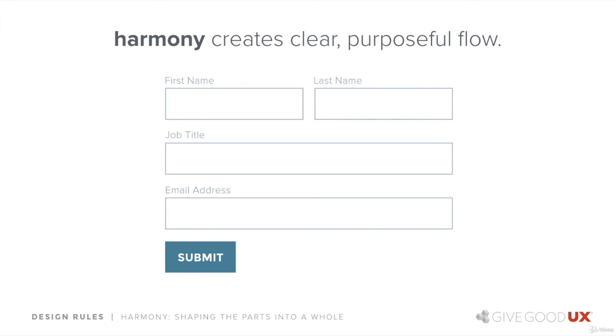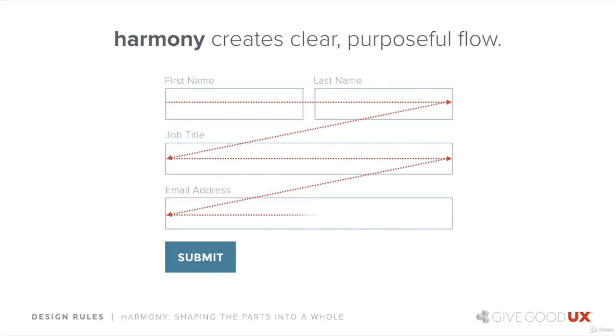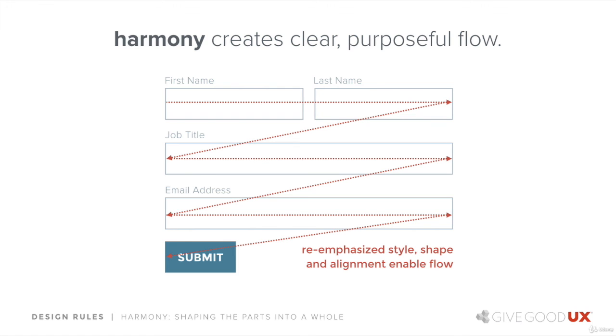So the sum total of all this working together is that when you hit a page where this form exists, your eye does this. Across, down, across, down, across, down. All right, that's the pattern. That flow is established through balance, rhythm, and harmony. The fact that we are re-emphasizing style, shape, and alignment enables this flow. And by doing so, we allow people to get through the form really quickly, which makes it feel easy to use.